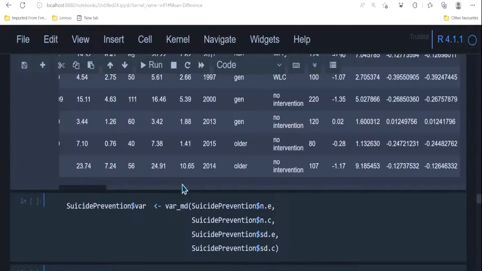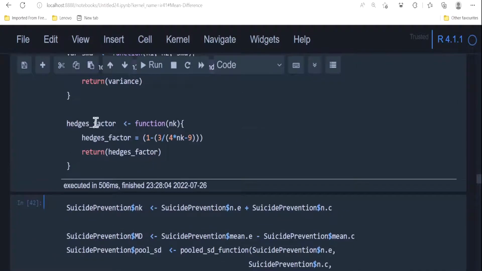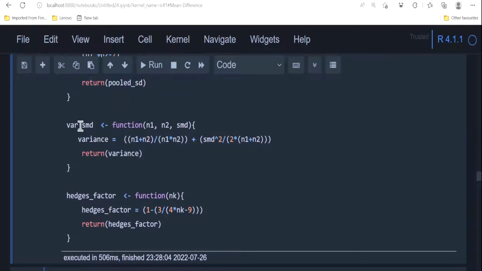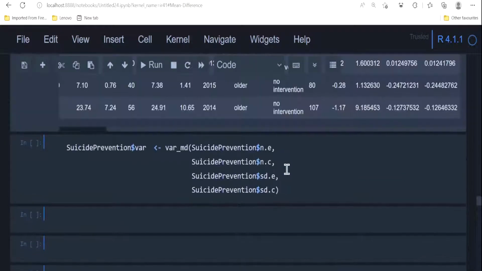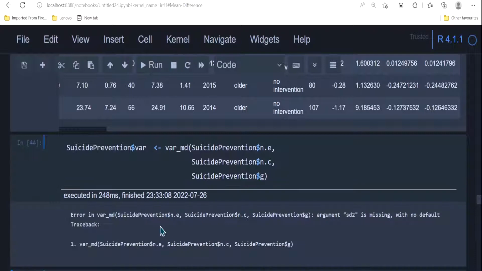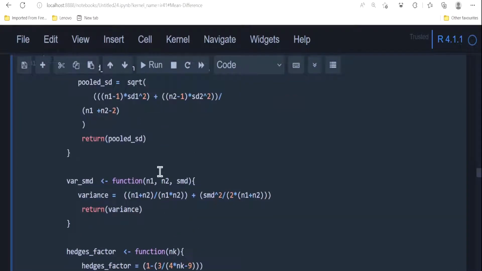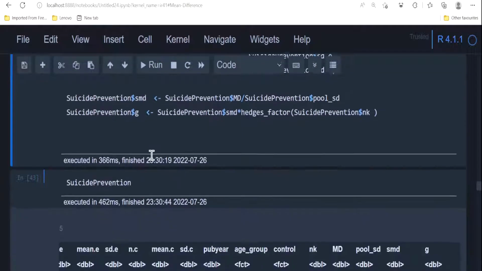So let me scroll down and see. I need N1, the variance of the standardized mean difference, N2, and SMD. So I don't need the other values, standard deviation and the like. The other one I need is the standardized mean difference. That's the G, actually the Hedges' G. That's the value I need. So now, okay, I don't know what is wrong. SD2 is missing. Okay, maybe I didn't run it. I didn't run this equation. No, did I? No, maybe I didn't. Okay, let me do it again.